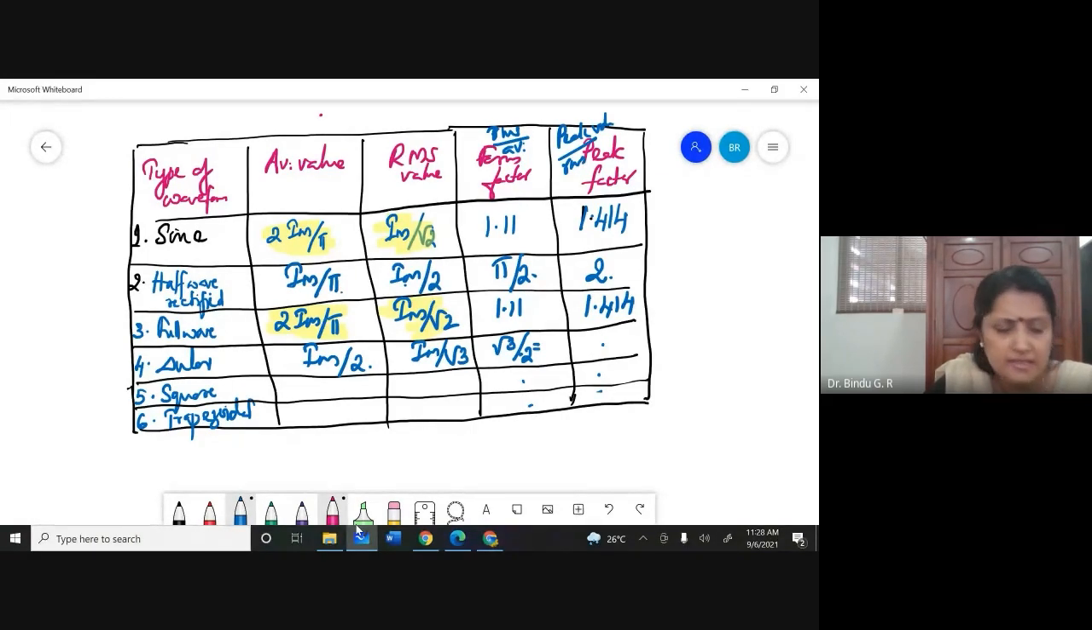And the peak factor, number 15, can you find out? Im by root 3, what is that? Number 15? Number 15 is present. Number 20? 20 is present. What is the peak factor? Peak value by RMS value. Peak value is Im, RMS value is Im by root 3. What is the peak factor?